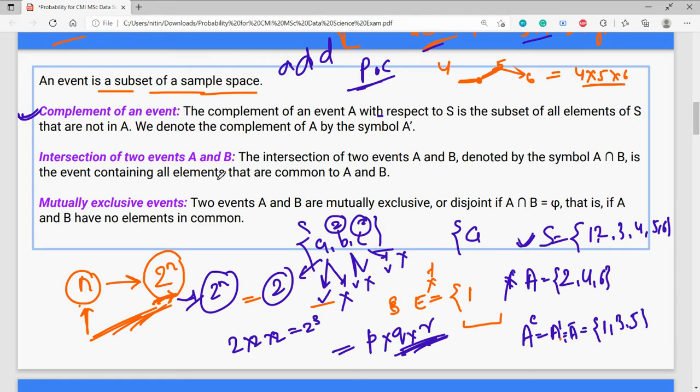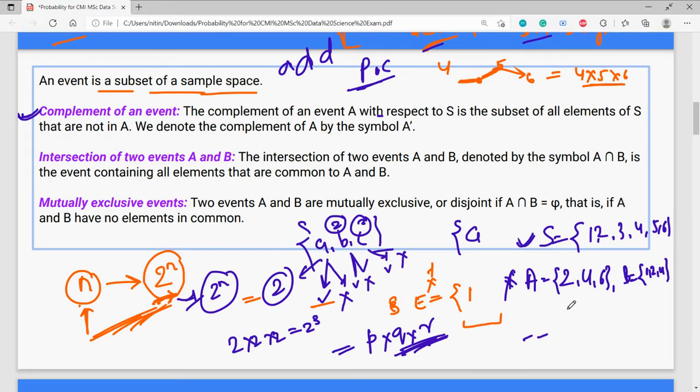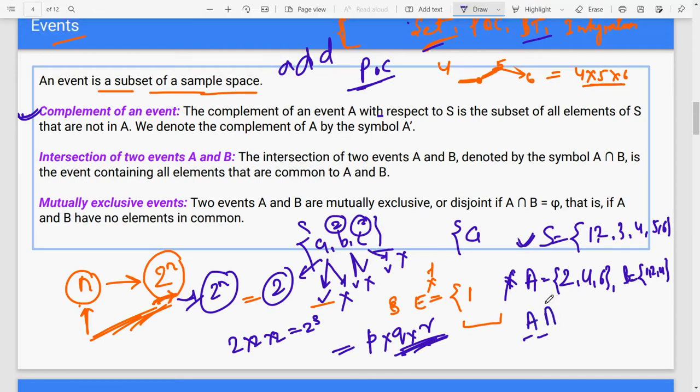And there is something called intersection of two events. Okay, let's say we have A as 2, 4, 6 and we define another event B as 1, 2, 4. In this case, the intersection of events is represented by all those elements that are common between those two events. It is represented by this symbol: A intersection B is equal to 2, 4, because these two elements are common in both sets. Okay, so these are called intersection of two events or intersection of two sets. Actually, an event is obviously a subset, so it's generally a set. And when defining intersection of two events, you are talking about the intersection of the possible outcomes.